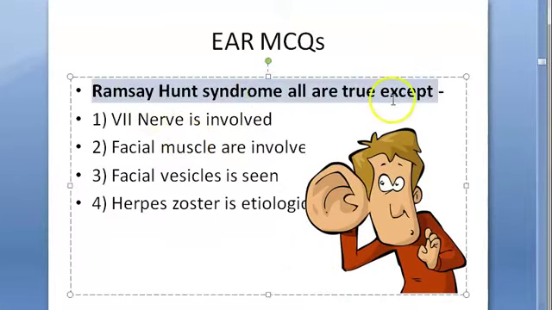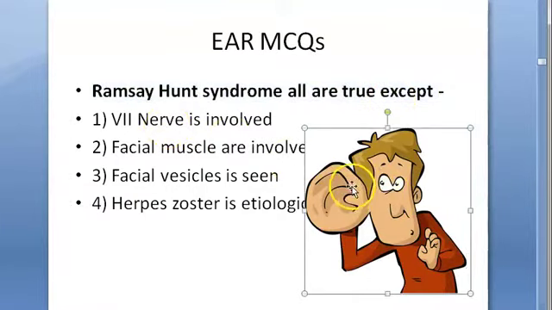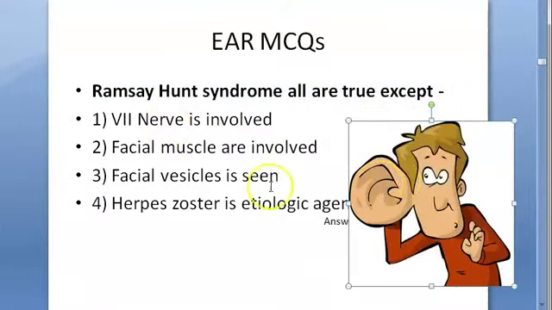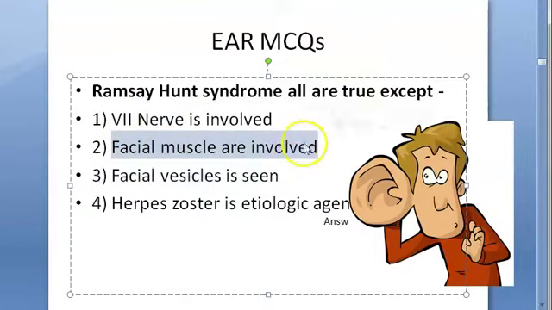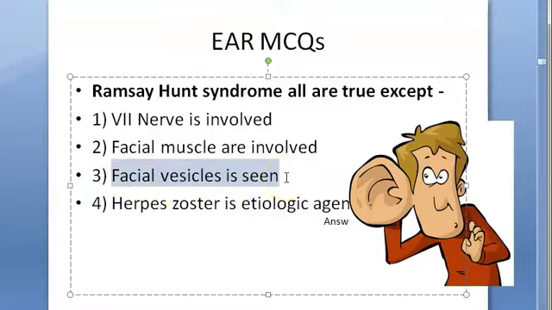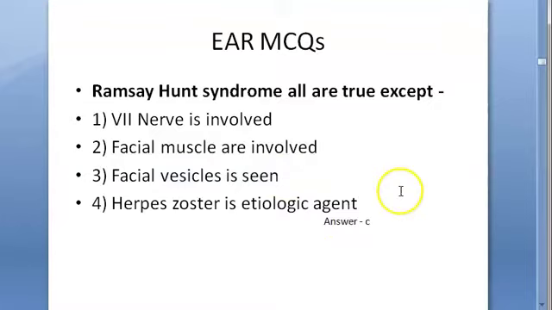Ramsay-Hunt syndrome. In Ramsay-Hunt syndrome, all are true except. So what is this Ramsay-Hunt syndrome first of all? Because of herpes zoster, I think so, yes. Seventh nerve is involved, that is nothing but the facial nerve, right? Facial muscles are involved, seems appropriate. Okay. Facial vesicles are seen. On the face, are there any vesicles? I think this is wrong. The vesicles are not on the face but elsewhere. What do you think? Yes, the answer is C.